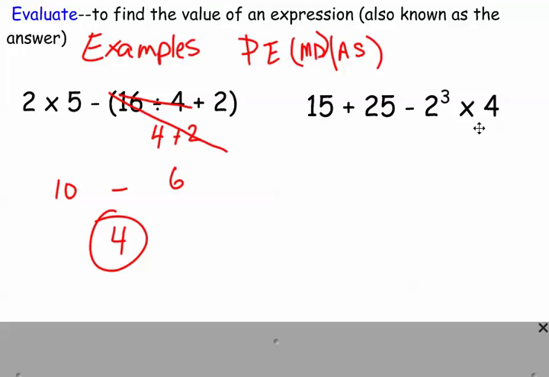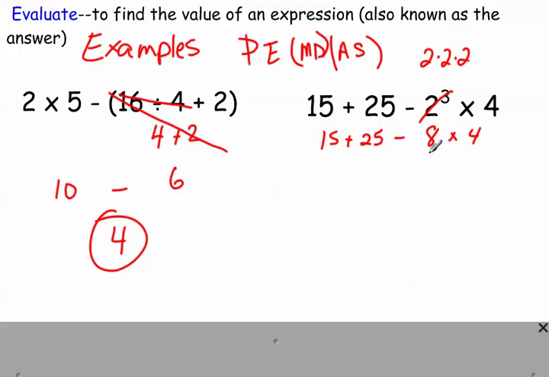Any parentheses? Nope. Exponents? Yes. 2 to the third power. Now, remember, 2 to the third power means 2 times 2 times 2. Okay, so 2 times 2 is 4, times 2 is 8. Now I'm going to rewrite the problem. If you rewrite the problem after every step, it really will help you to solve it. It really will. Okay. Now, any other exponents?